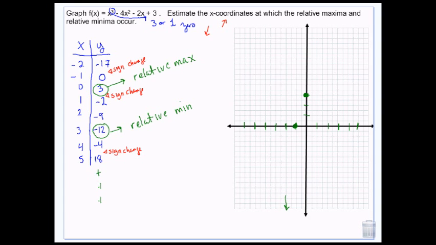Actually, I can't do this one that way. Sorry. I'm going to have to do this one 1, 2, 3. At 1, I'm at -2, so 1, 2. At 2, I'm at -9, so 2, 3, 4, 5, 6, 7, 8, 9. 3, I'm at -12. 4, I'm at -4, so 2, 3, 4. And 5, I'm at 18.